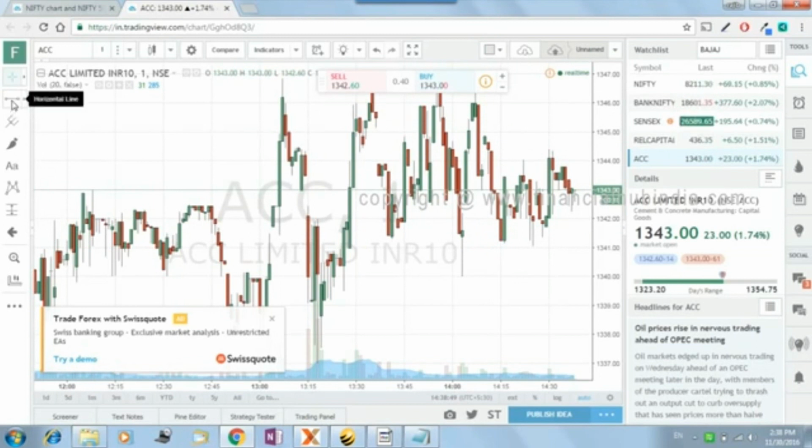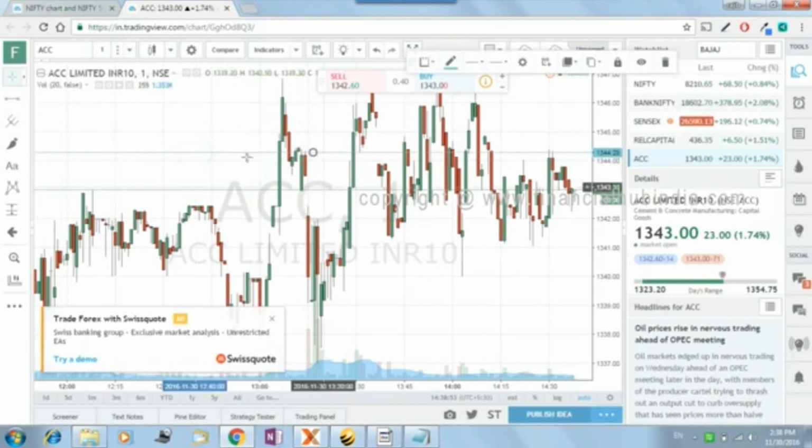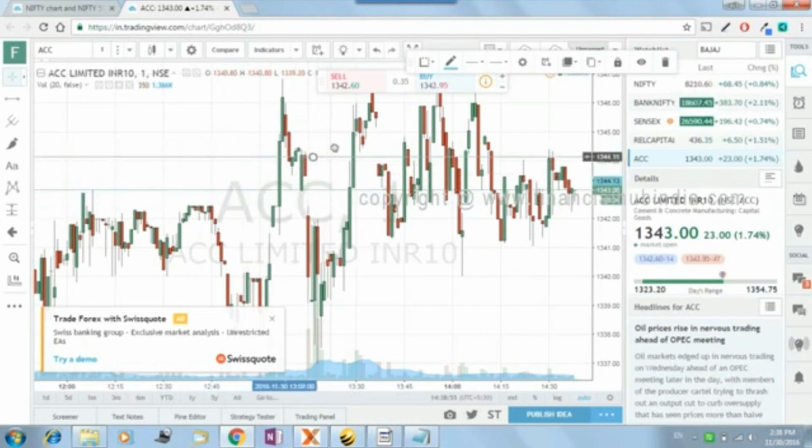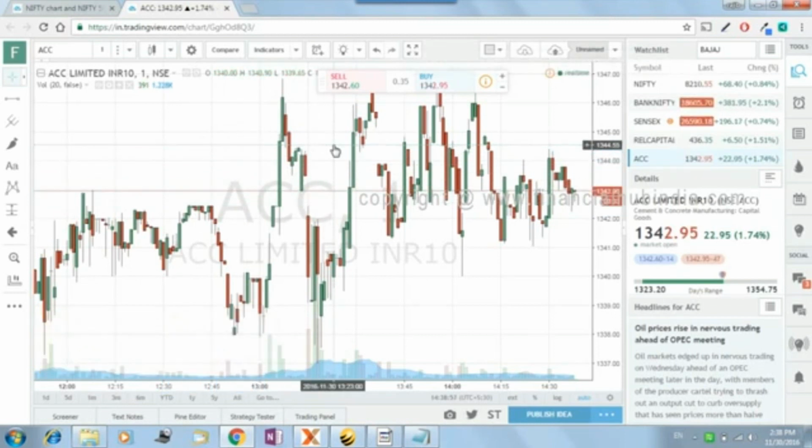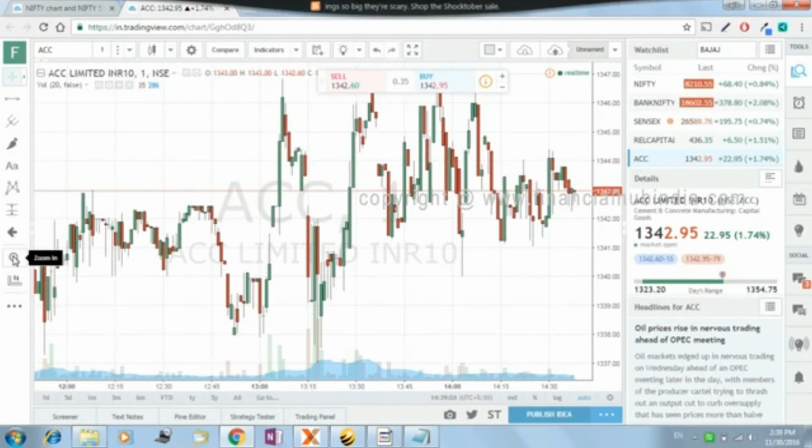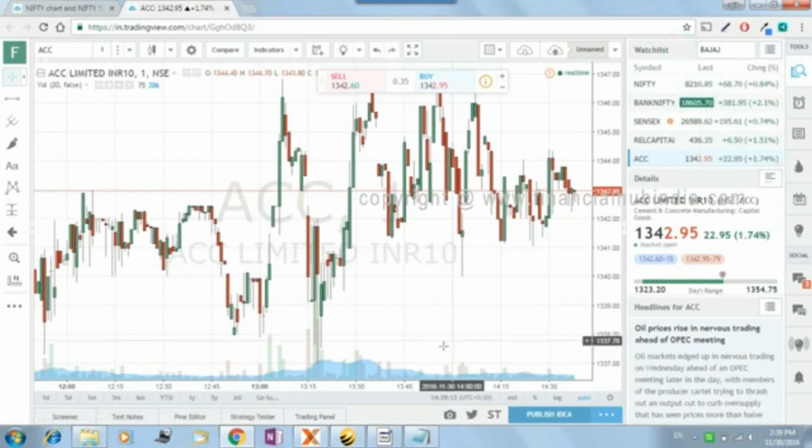And these are the tools. This is our horizontal tool, and if we click, we get the line over here. If you press the delete button, it will be deleted. That is how you have other tools here, so you'll have to explore all these tools. Here is the zoom in, zoom out button, right? And here you can save a watch list. Once you create a particular watch list, you can save it with a name.